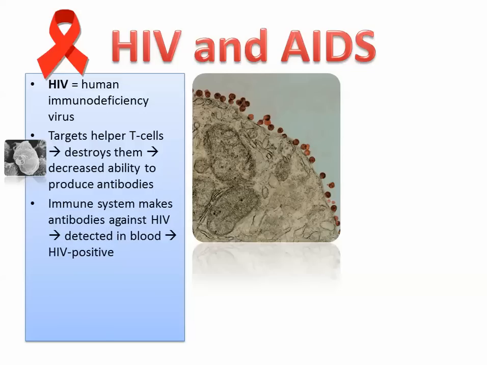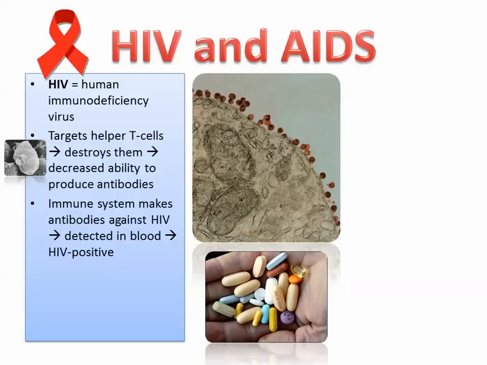The immune system makes the antibodies against HIV, and that's one of the ways that people actually get tested for HIV. So you're testing to see if your body has produced antibodies in response to HIV being present, and that's the test for whether someone is HIV positive or not.